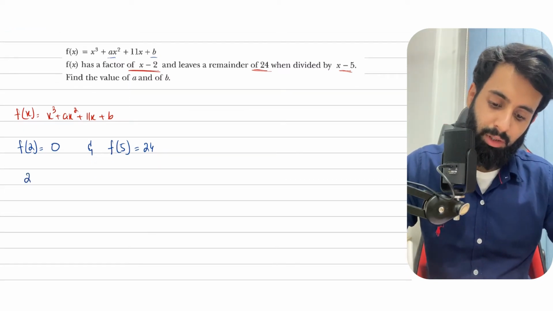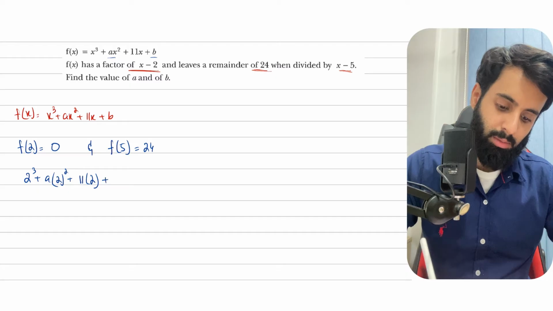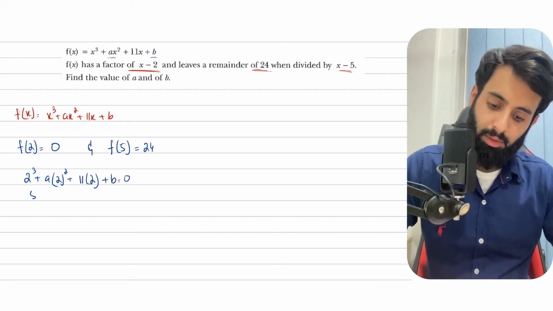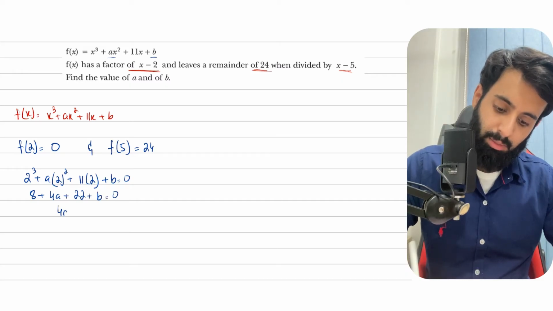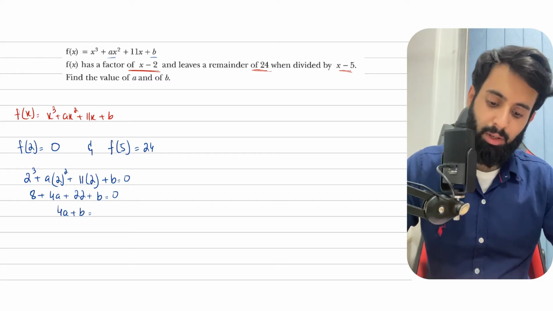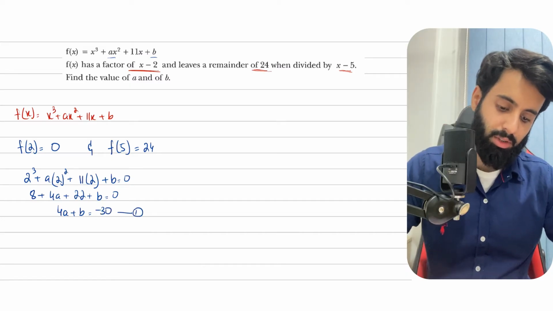Plugging in f of 2 means 2 cubed plus a times 2 squared plus 11 times 2 plus b equals 0. So we have 8 plus 4a plus 22 plus b equals 0. So that means 4a plus b, 8 plus 22 is 30, and taking 30 to the other side means minus 30. So that's equation number 1.